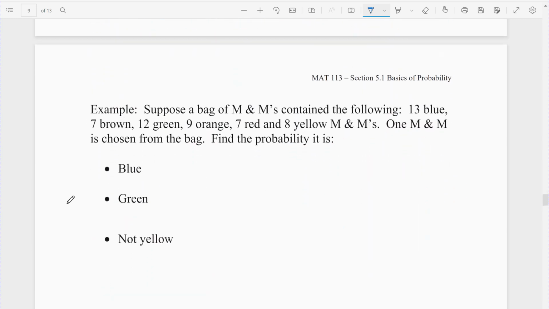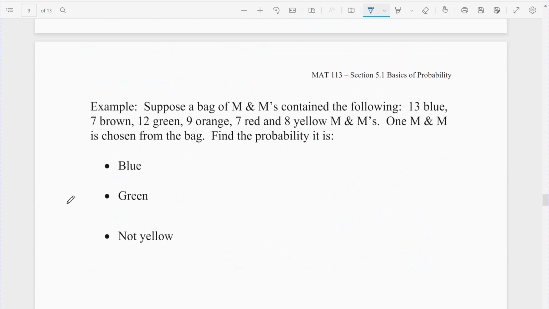Suppose that we have a bag of M&Ms. In the bag of M&Ms that we have 13 blue, 7 brown, 12 green, 9 orange, 7 red, and 8 yellow.